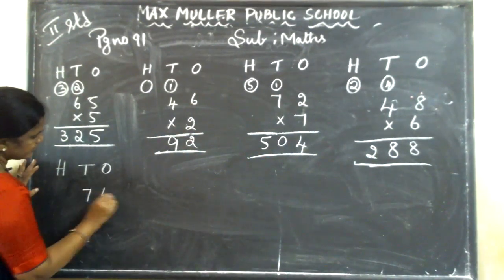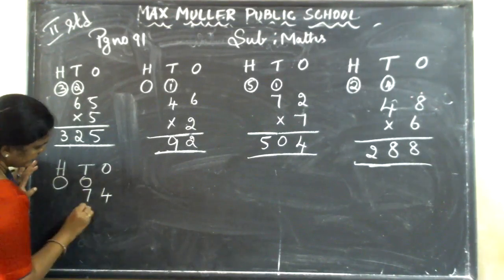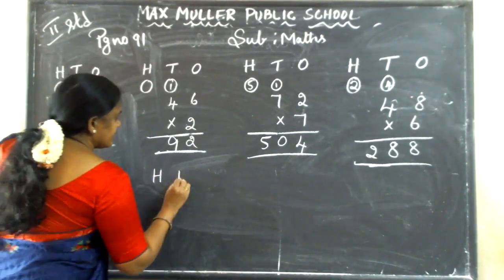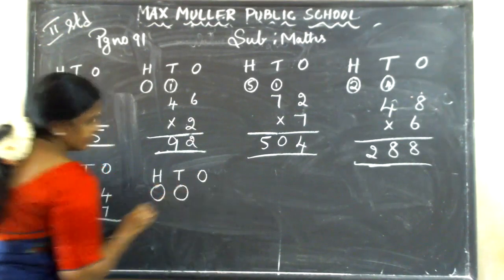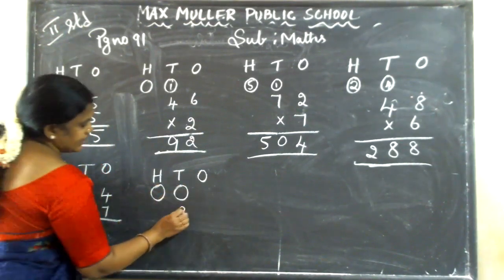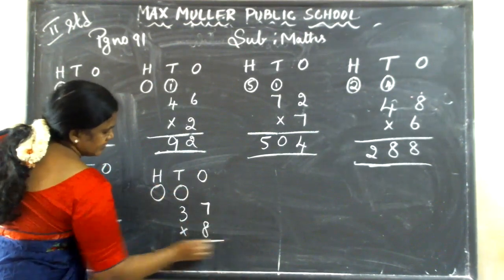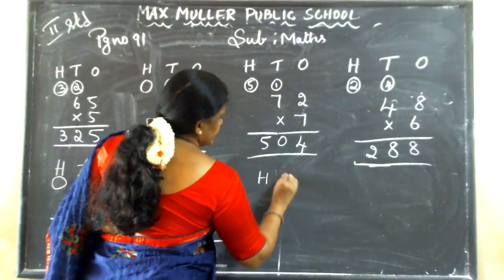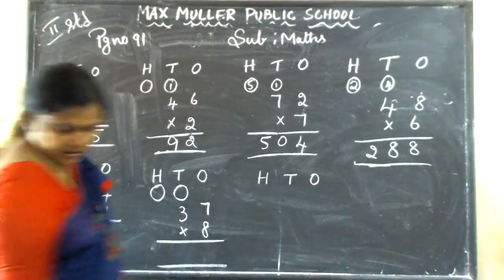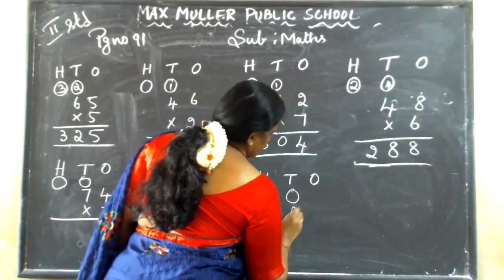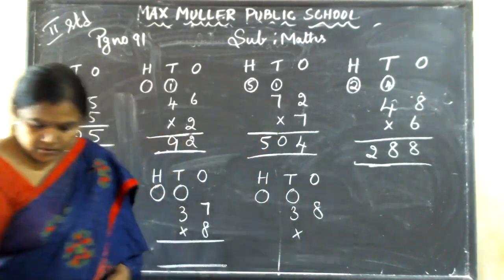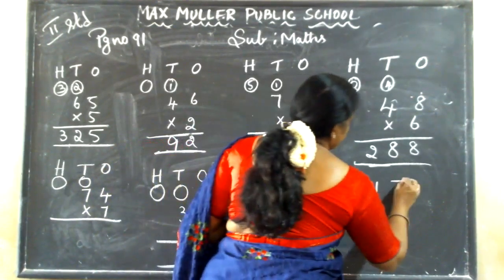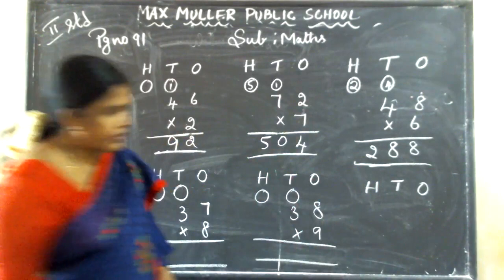74 into 7. Hundreds, tens, ones. 37 into 8. Hundreds, tens, ones. 38 into 9. Hundreds, tens, ones. 53 into 6.